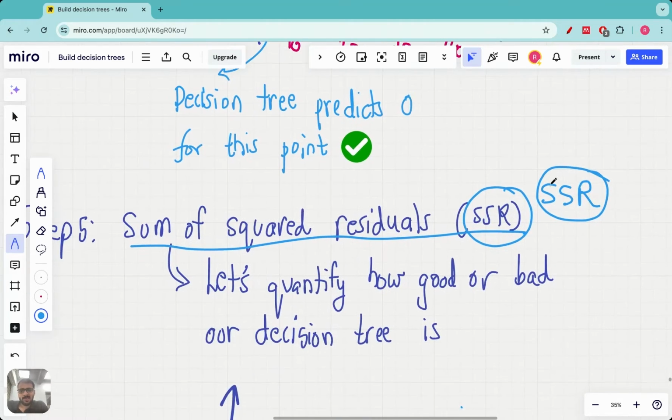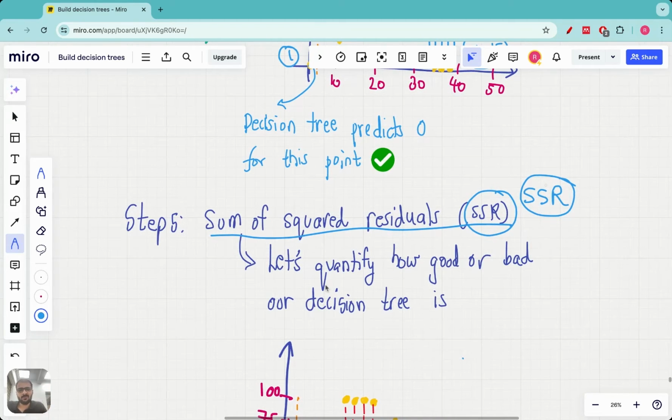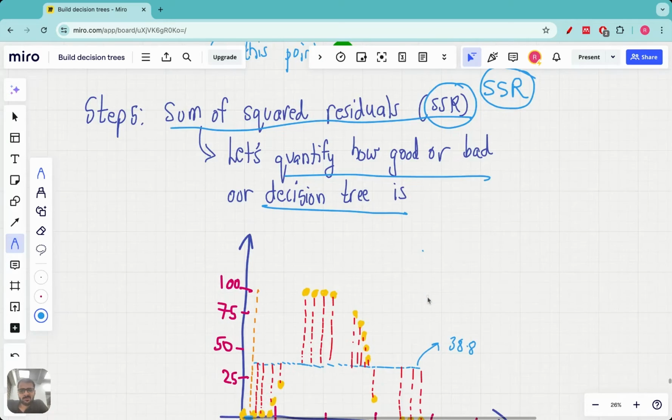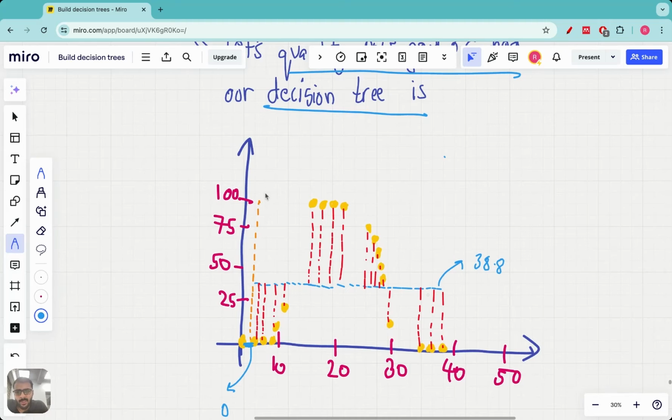This metric will give us the power to assign a mathematical number to quantify how good or how bad our decision tree is. So let's see how this metric does that. Here I have plotted the same thing again. All the points on the right hand side of this orange line will get a value of 38.8.